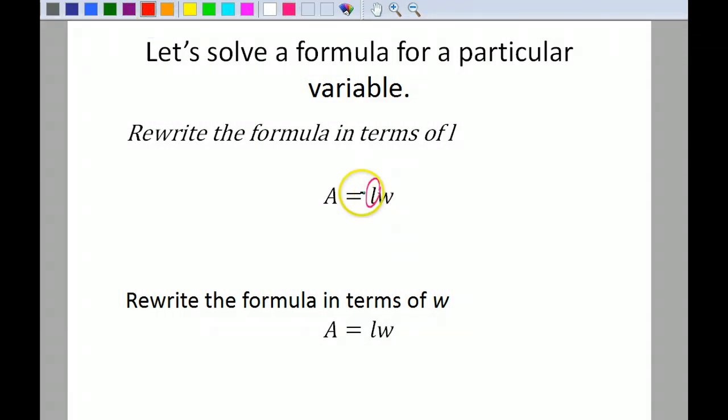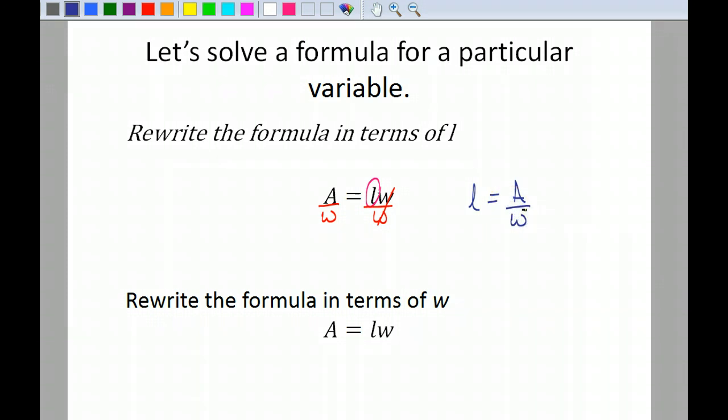So, well, who's attached to L? Well, W. How's it attached? Multiplication. How do I undo multiplication? I divide. So I'm going to divide both sides by W. So when I finish, length is equal to the area divided by the width.